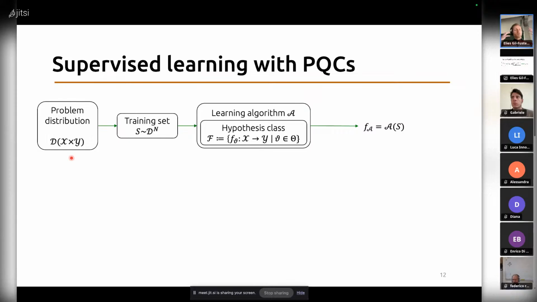Instead of doing it directly, we do it in a supervised way. We assume we can have a few samples from this distribution, meaning we get a few input-output pairs called the training set, and we will try to infer from these training pairs what the underlying patterns would be.